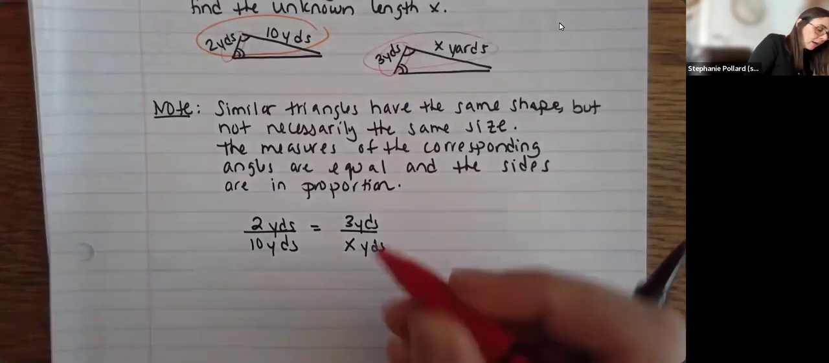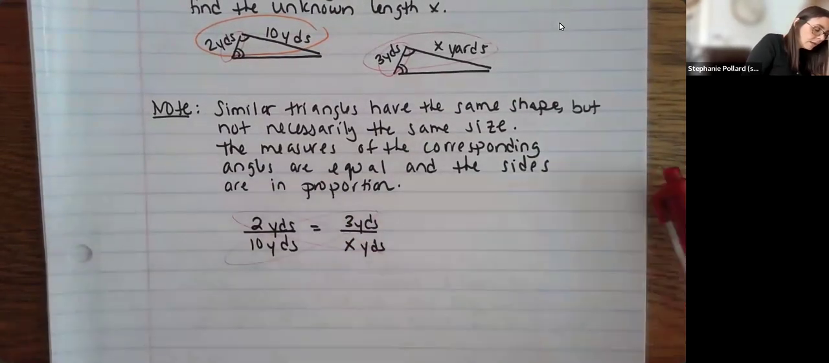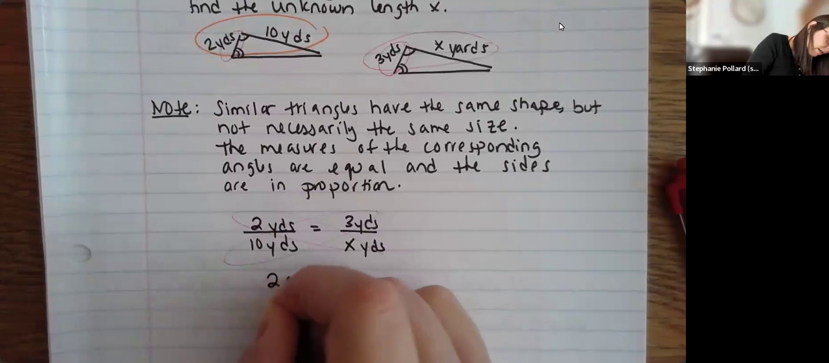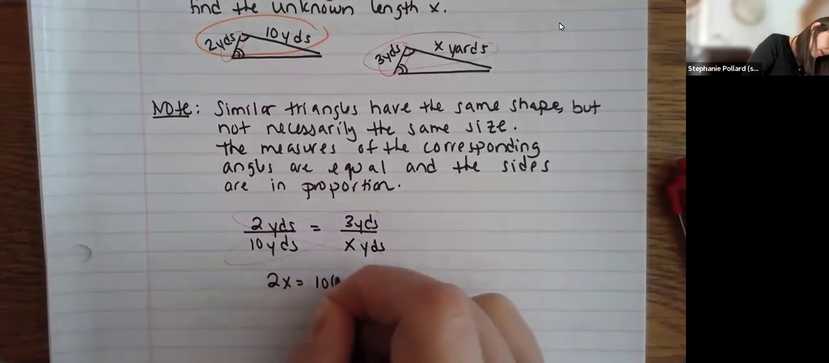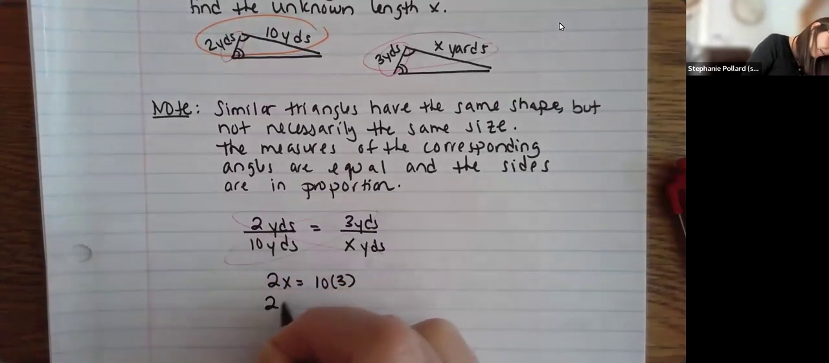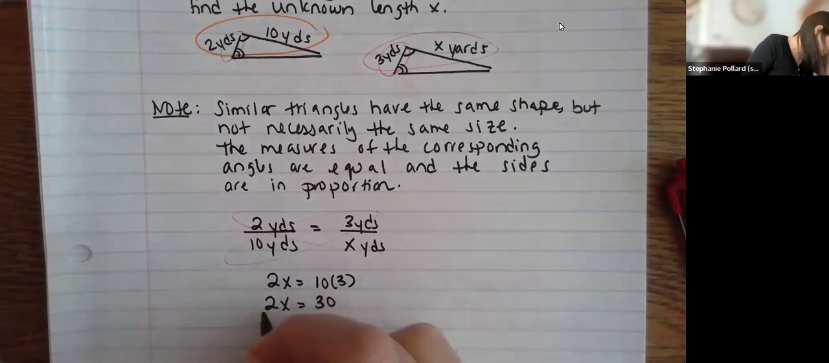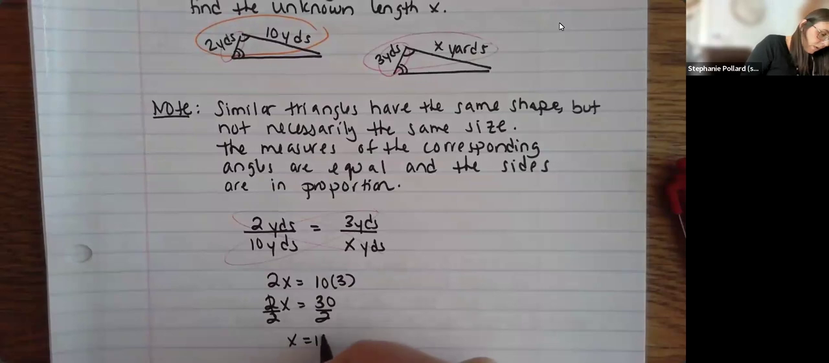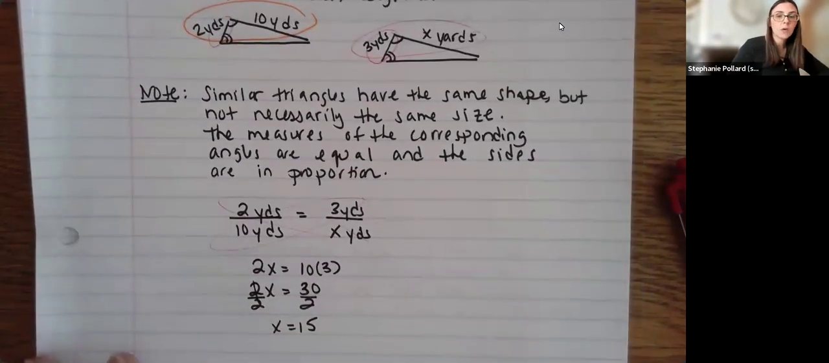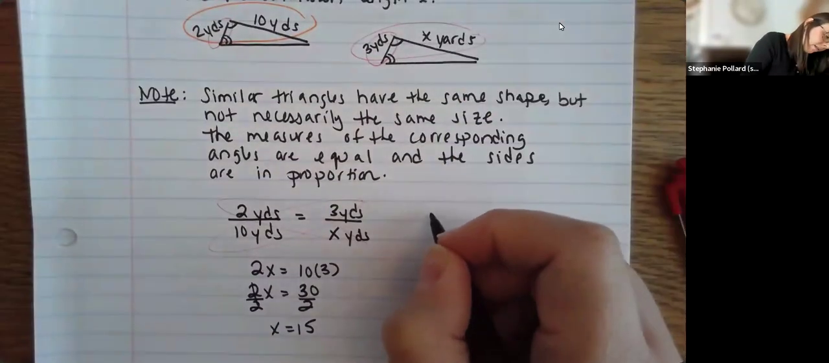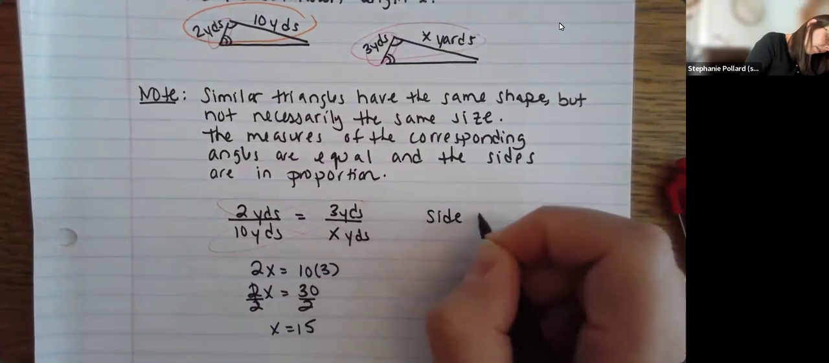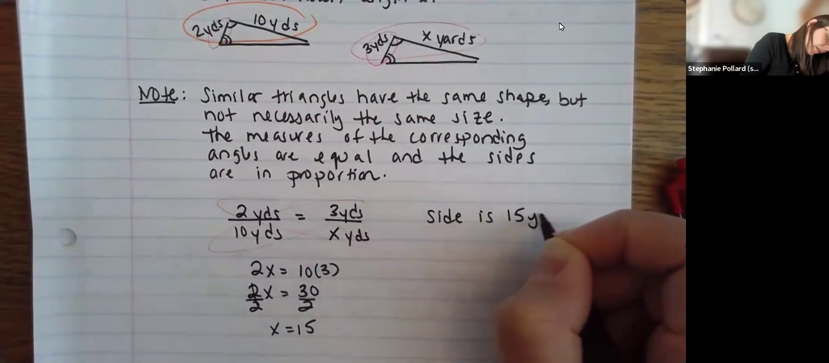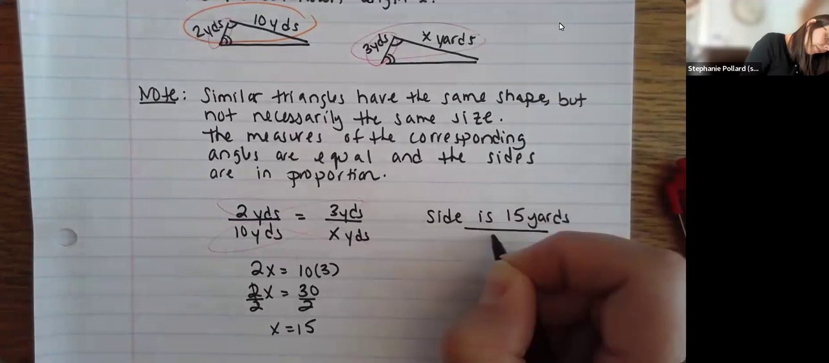Once I have that, I can go ahead and cross multiply. So here I have 2x, here I have 10 times 3. So I have 2x is equal to 30. I can divide both sides by 2, and I have x equals 15. So it must mean that this side is 15, and my units there were yards.